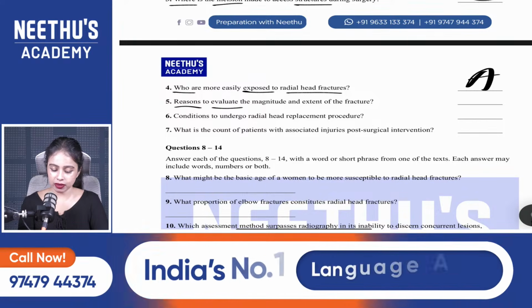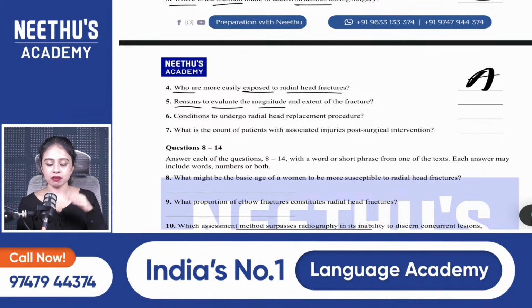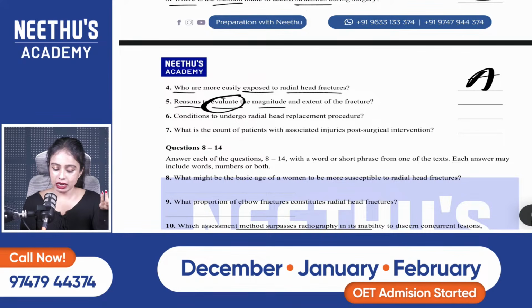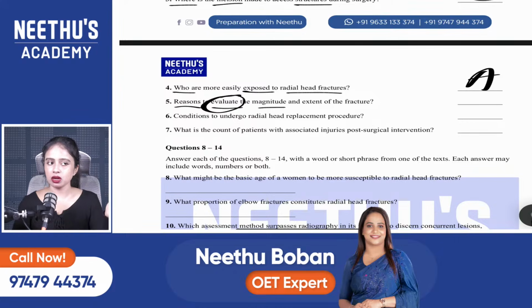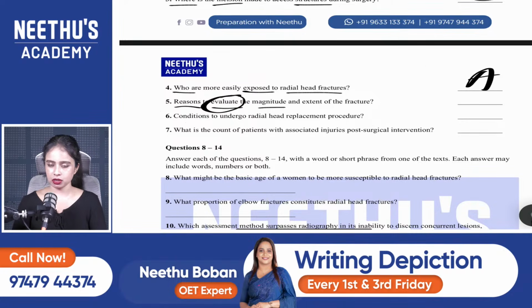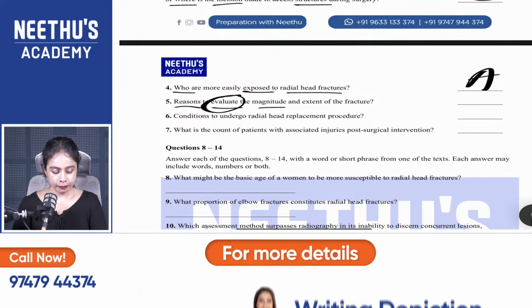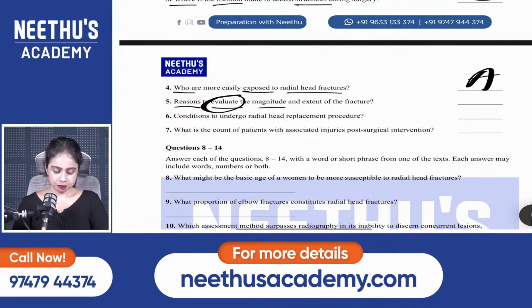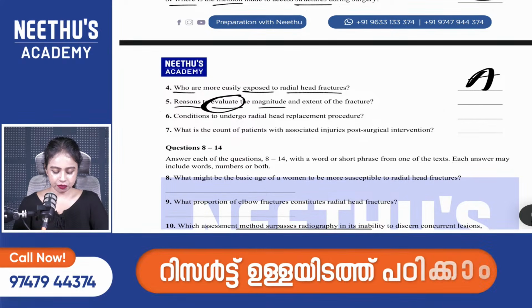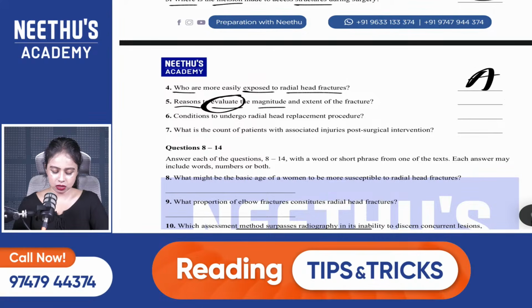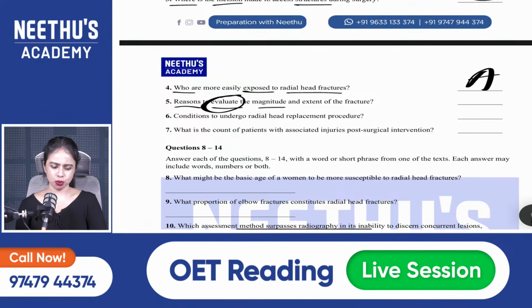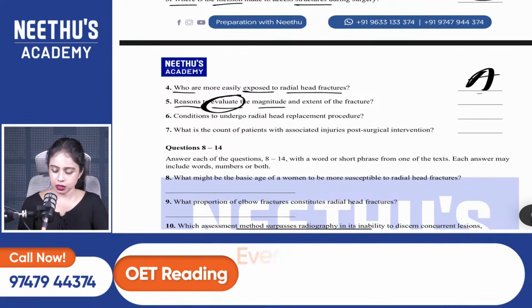So, reasons, evaluate, magnitude. Evaluation, examination, diagnosis. Where is it mentioned? Because of these reasons, we are just doing the diagnosis or examinations, evaluations. Where is it mentioned? Fifth one, reasons to evaluate the magnitude and extent of the procedure or the fracture. Where is it mentioned? Fifth one. Okay, I think you don't know the answer, right? It's mentioned in text B.